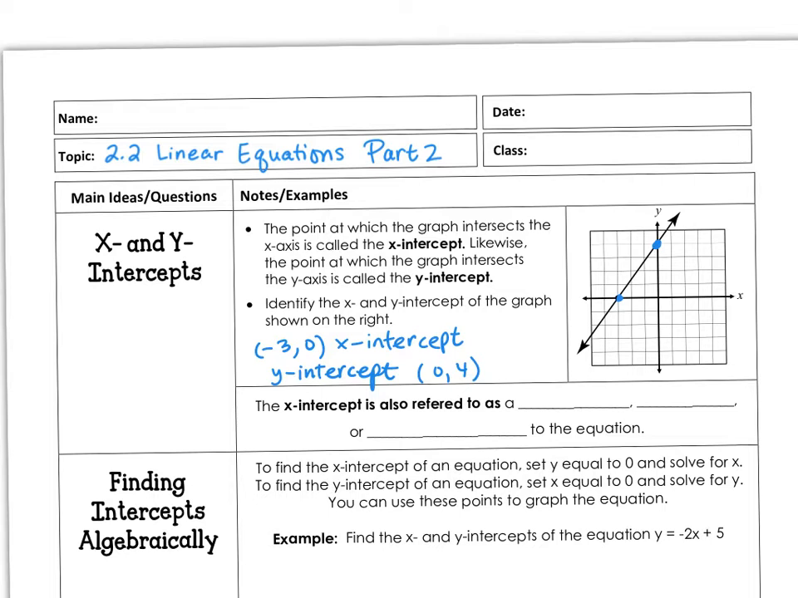Now the x-intercept is also referred to as a root. You may have heard that. If they ask you for the root of something, they're wanting the zeros. Sometimes you hear it called zeros. It may be a root, it may be a zero, or you may hear it called the solution of the equation. Okay, all of these basically mean the same thing. If they're asking you for the root, the zeros, or the solutions, they're asking you for the x-intercepts.